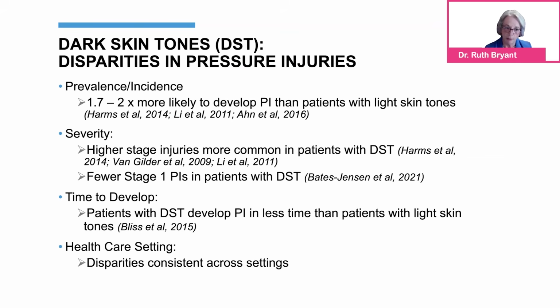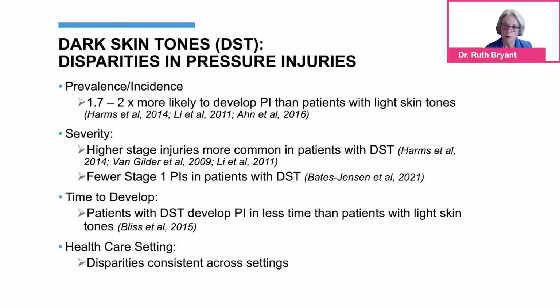The severity of the pressure injuries is also dramatic. Higher stage injuries are more common in people with dark skin tones than in people with light skin tones. And conversely, there are fewer stage 1 pressure injuries in people with dark skin tones because we missed it, simply. So they have more severe pressure injuries when they're actually identified.